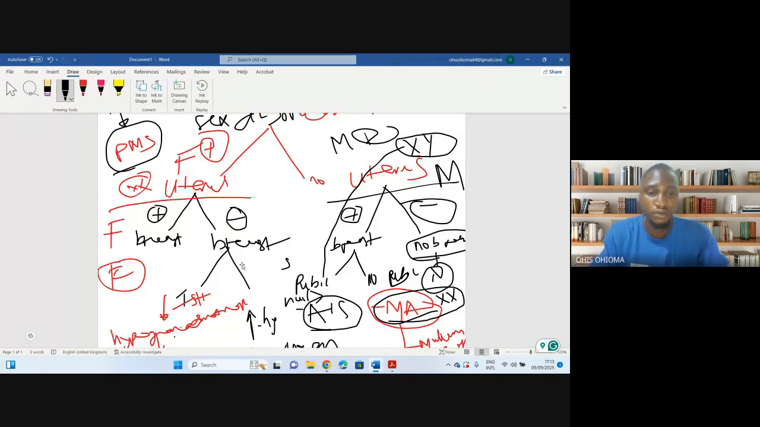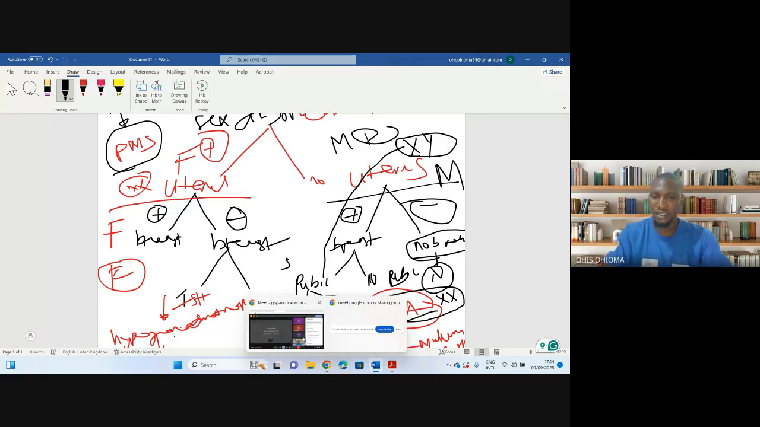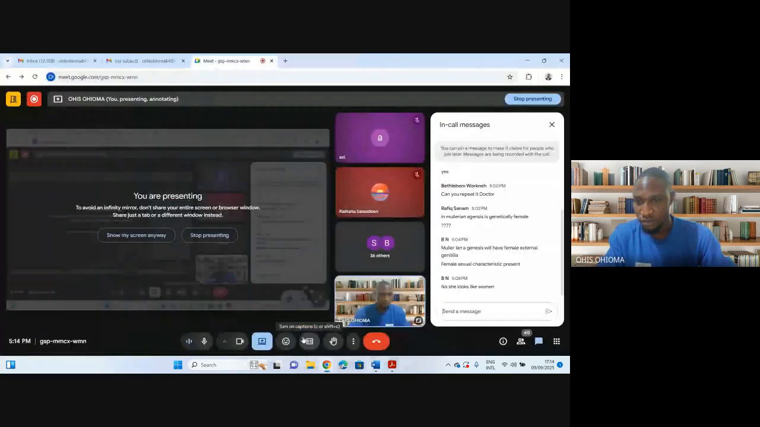What is the FSH level? Check the FSH level, check the estrogen level, and you notice that both of them are down. You're thinking of hypogonadotropic hypogonadism. You check the FSH level, the FSH is high, but estrogen is low. You're thinking of hypergonadotropic hypogonadism. I don't know if that is pretty much straightforward.